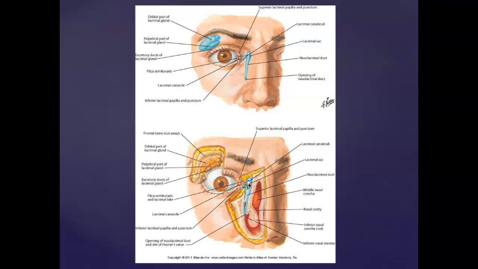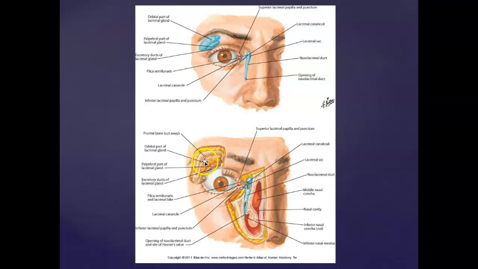So then there's the nasolacrimal duct, which drains from the canaliculi into the nasolacrimal sac, and then down into the nasal cavity, into this inferior meatus underneath that inferior nasal concha through the nasolacrimal duct. Okay, as it comes down.